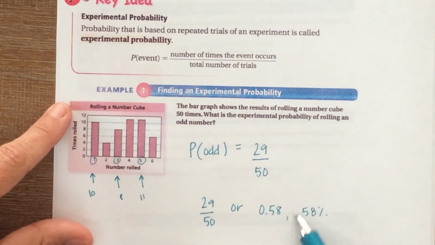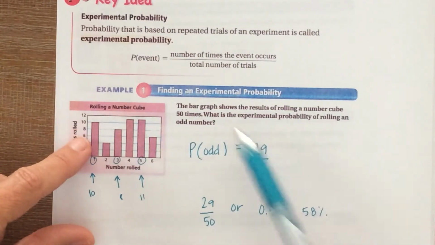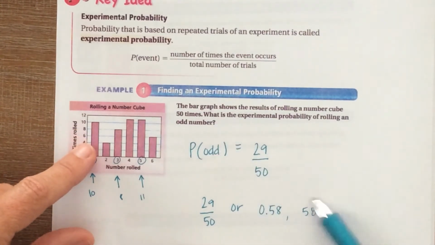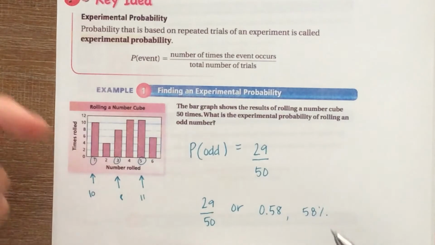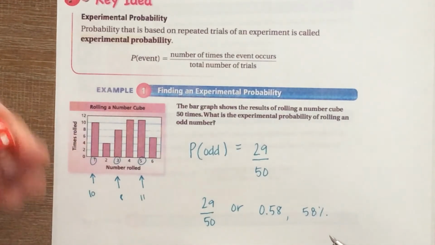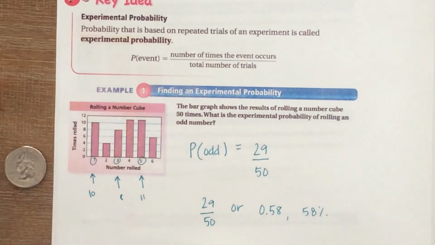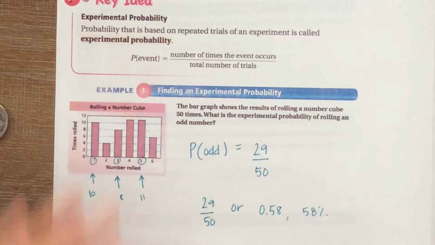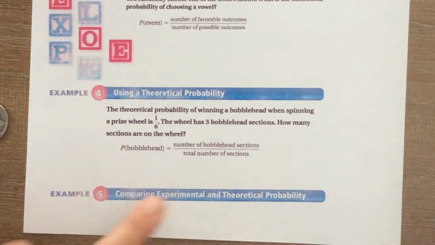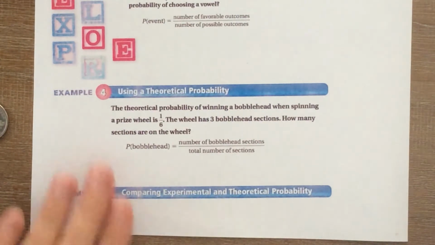So you can see when comparing your experimental probability to theoretical probability, it's not that off, and it shouldn't be if it's a fair number cube or a fair coin or a fair spinner, okay? So keep in mind, because the very last part of this is kind of comparing experimental and theoretical probability.